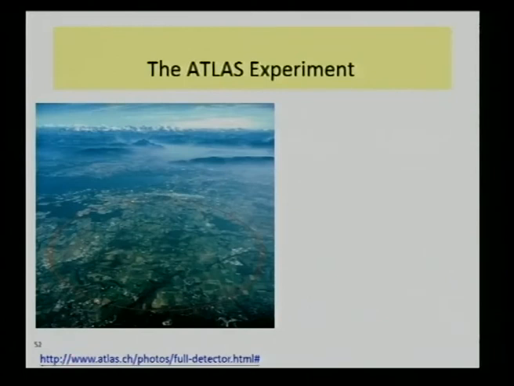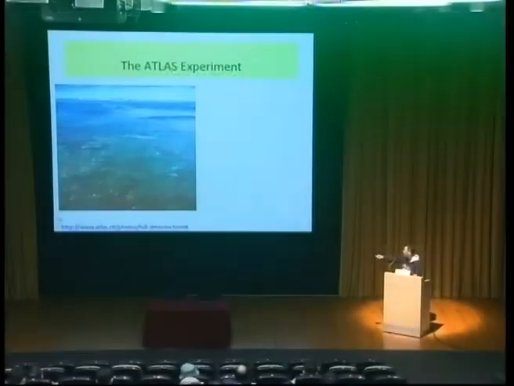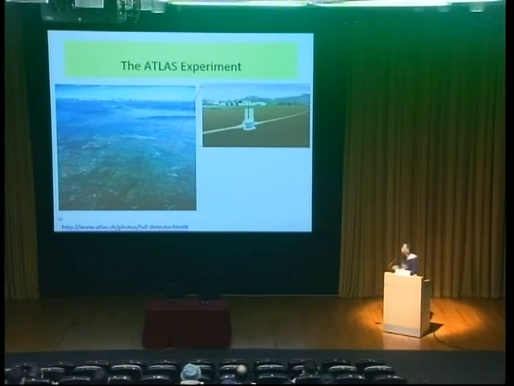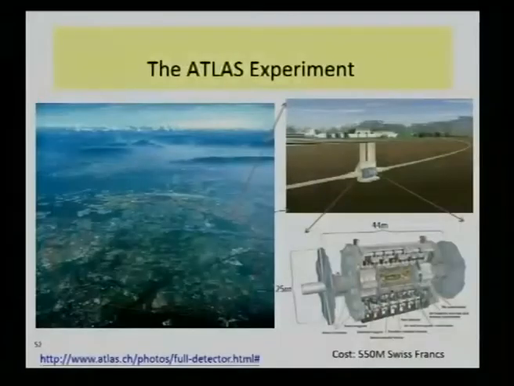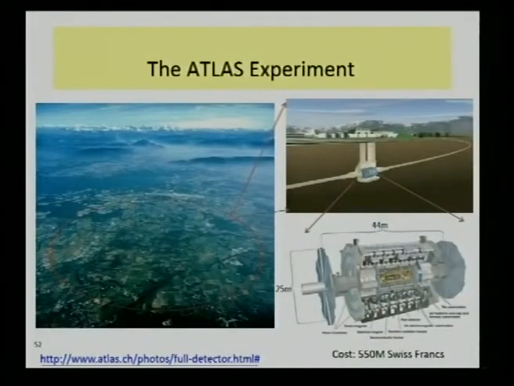So this is the LHC. You see these small circles. These are where the detectors are. And the experiment we joined is called the ATLAS experiment. It's here. It's about 100 meters underground. The detector itself is huge, 44 meters by 25 meters. So this is the size of a human being in comparison.